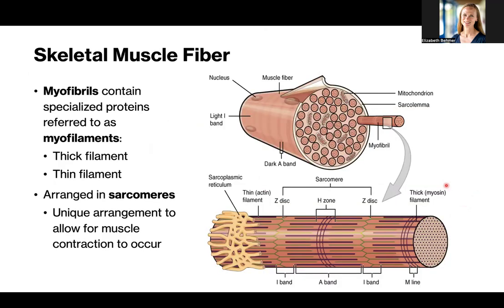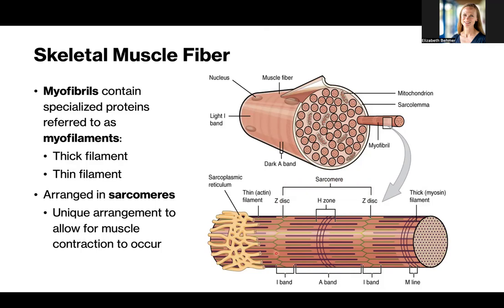So the myofibrils contain specialized proteins referred to as myofilaments. We're seeing this prefix myo several times here. Again, that refers to muscle. The myofibrils are what make up the muscle fiber. So if we pull out one myofibril and then zoom in on it, we can see thick and thin filaments making up the sarcomere. These thick and thin filaments are arranged in a way that they are overlapping each other. So this individual sarcomere is the unique arrangement that allows for muscle contraction to occur.